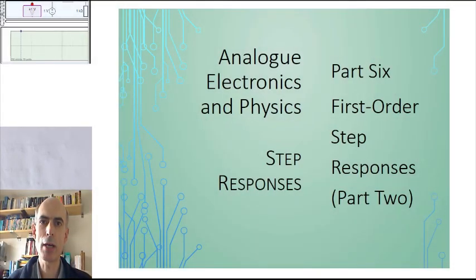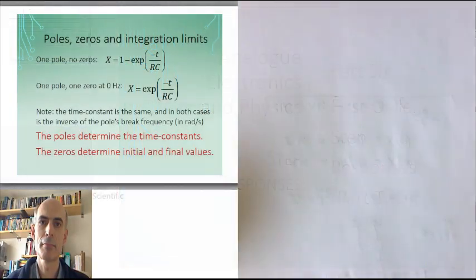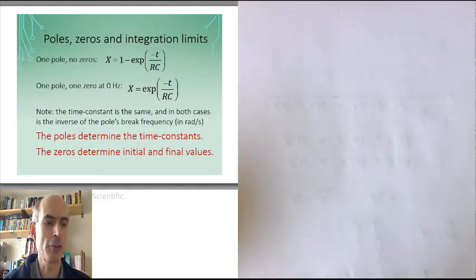This time I want to have a look at the other two cases of the first order response, those in which there is one zero but the zero is not at 0 Hz. And I'll use them as an example to show how the initial value theorem and the final value theorem can be used to simplify the derivation of the step response. First, however, I just want to note one thing about the results that we've derived previously.